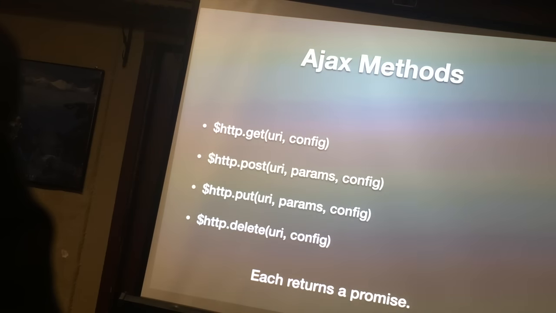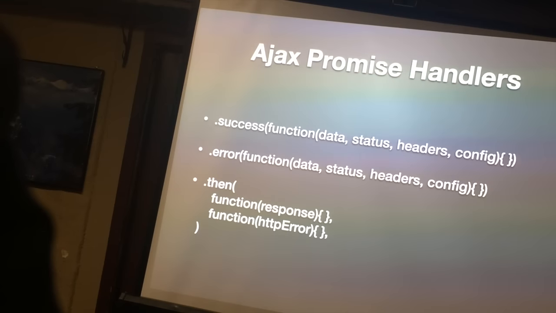So each of these returns a promise, and these specific promises have these methods on them. All promises have a then method, but these specific promises also have success and error. Success and error allow you to pass in a function, and it'll give you those different parameters. And the cool thing is that data will be automatically turned from JSON into a native JavaScript object for you if you use success or error. Not so if you use then.